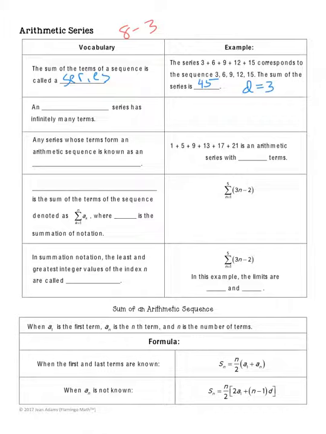So an infinite series has infinitely many terms. So this particular series here is finite. An infinite series would have an ellipsis somewhere in there. So for instance, you might have 2 plus 5 plus 8 plus 11 plus 14 plus ... So that just means that you have an infinite number of items in that sequence.